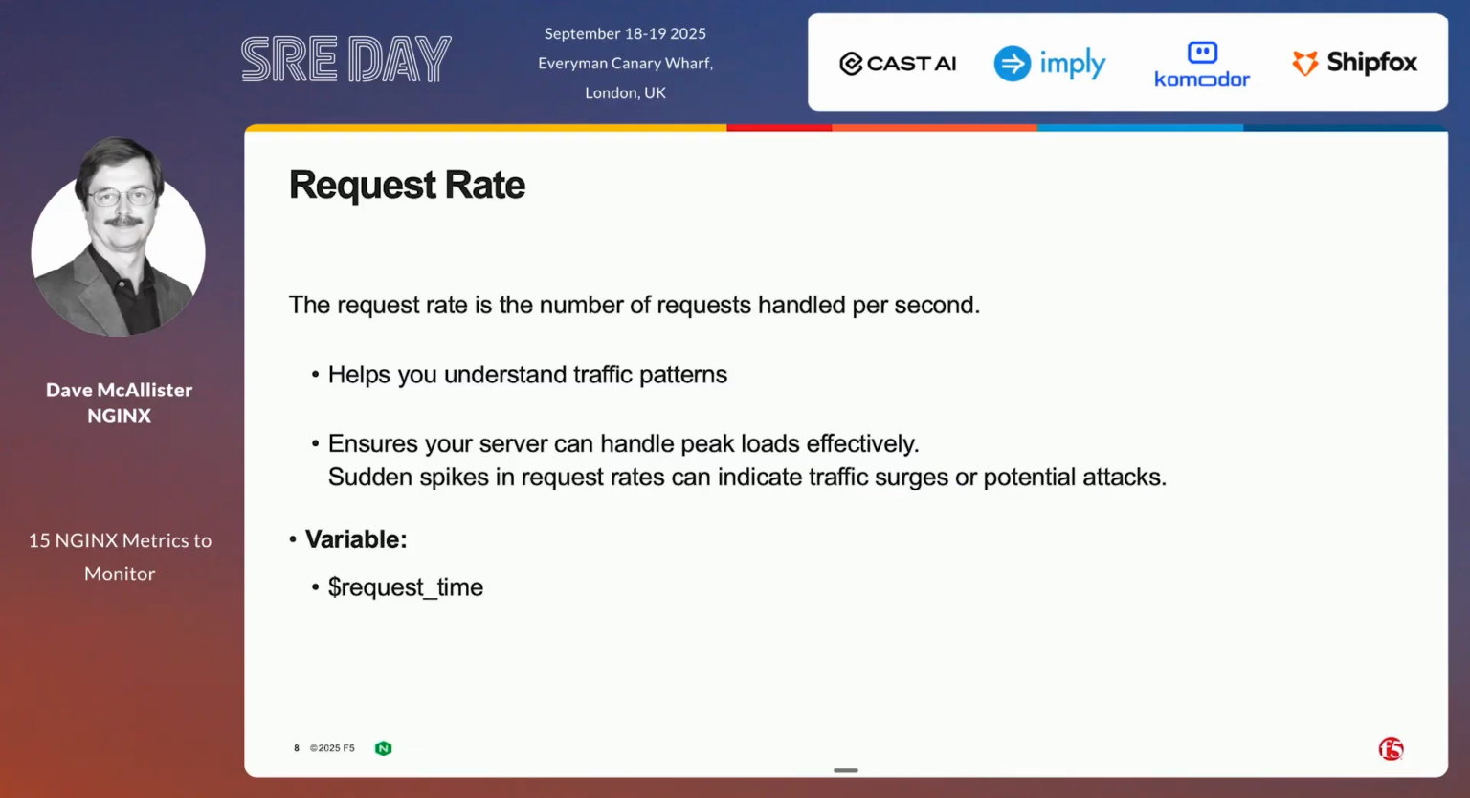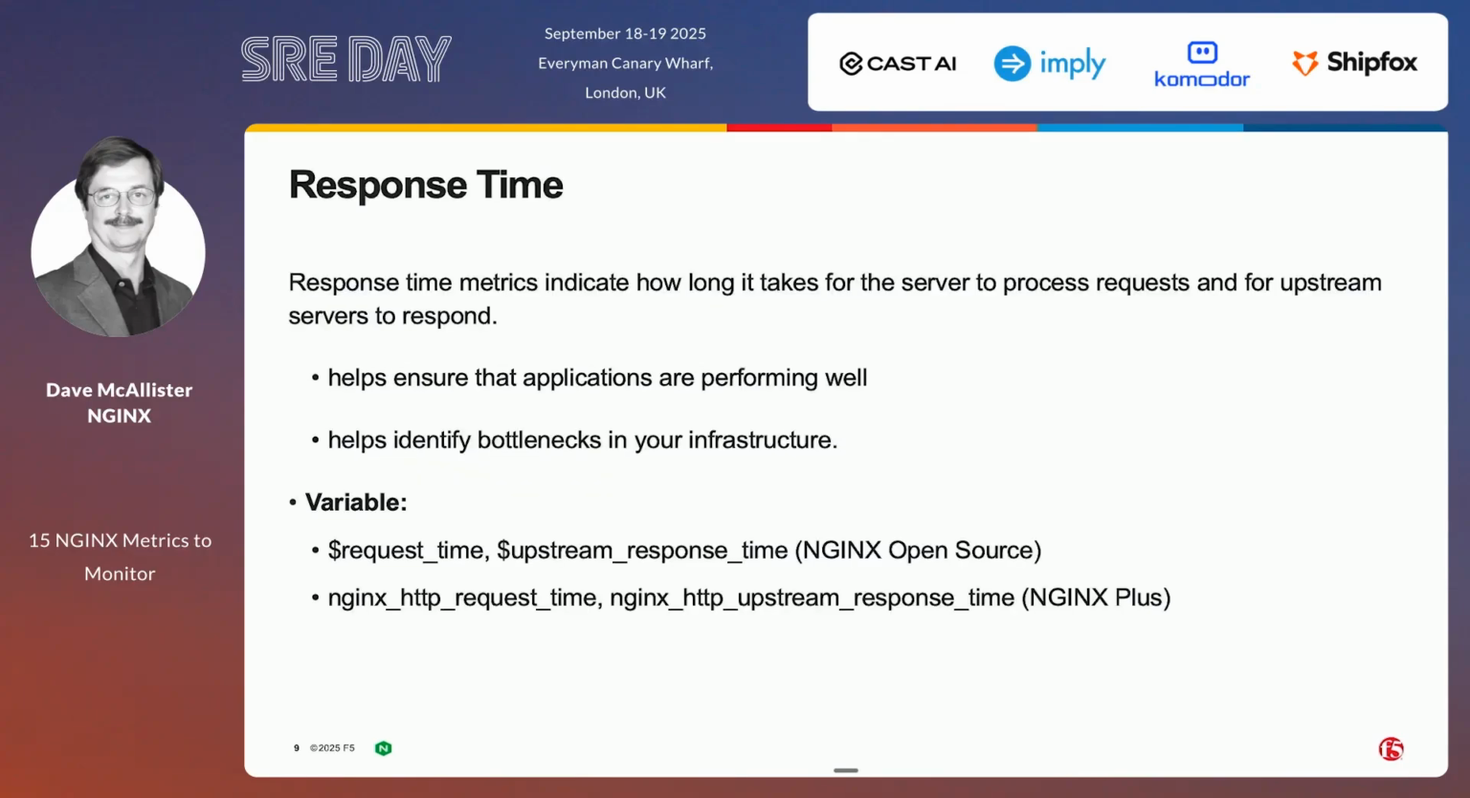Then this one, simple, request_time. How many requests over a time period are you getting that are coming in here? It's a built-in variable. It takes the total time taken to process the client request. Not just the active, but how long did NGINX take to process that request? And that will give you the request rate that you're looking for.